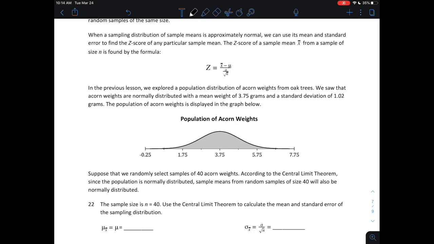By the way, our secret word now for this lesson is going to be grams. Grams. That's our secret word.